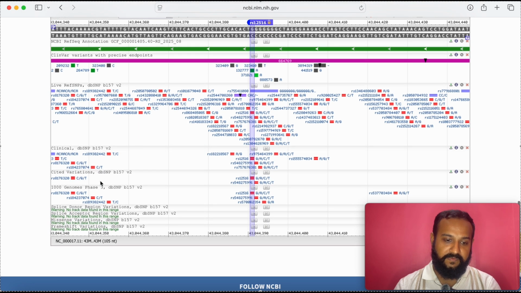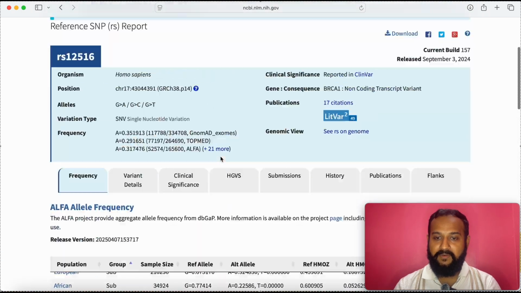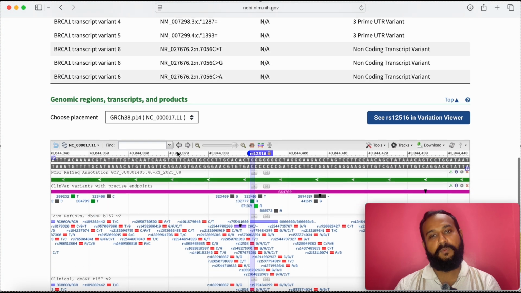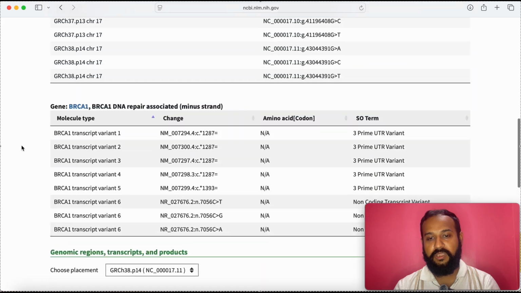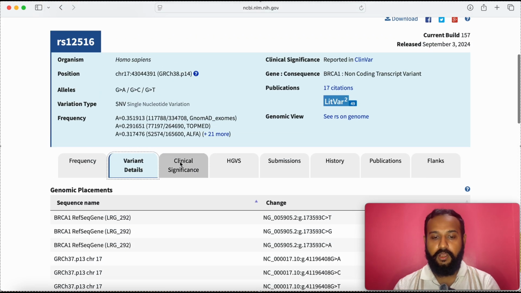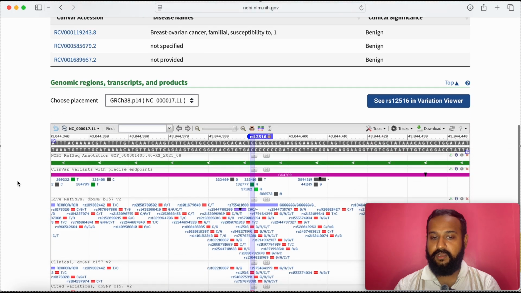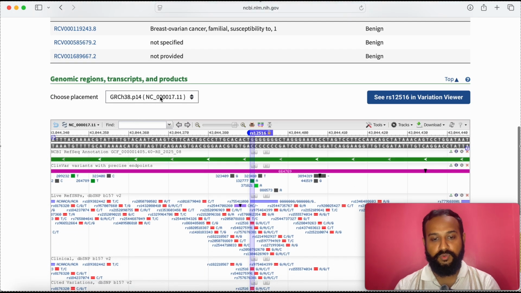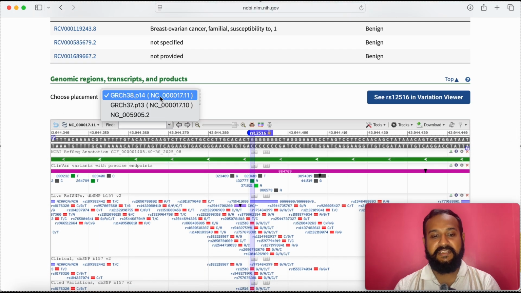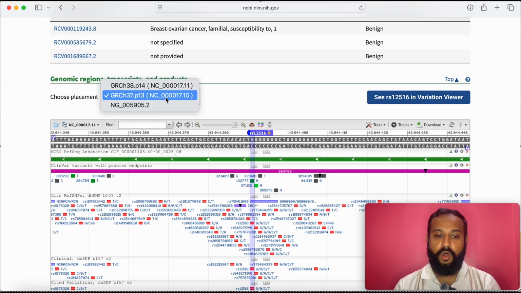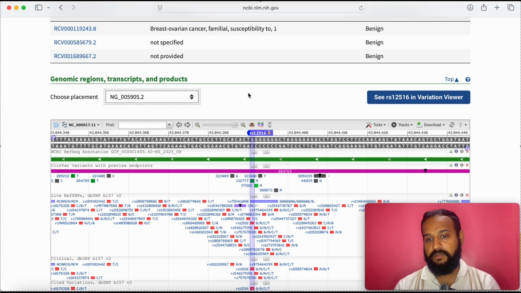Here you can see all different kinds of tools, and apart from that many things, variant details are there. So you can explore this particular database. I just wanted to keep the demonstration very short so that everyone can relate to it and use it very wisely. If you want to change the assembly, here you can change. You can align it to GRCh37, or even NCBI36 also you can align it to.